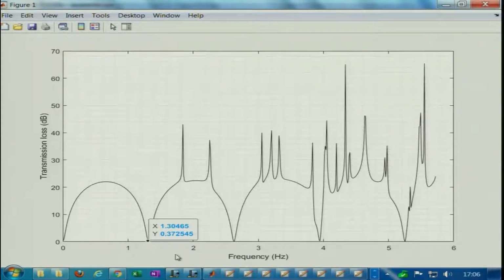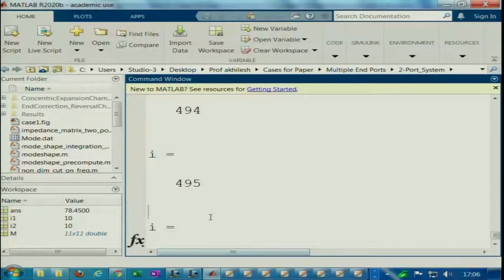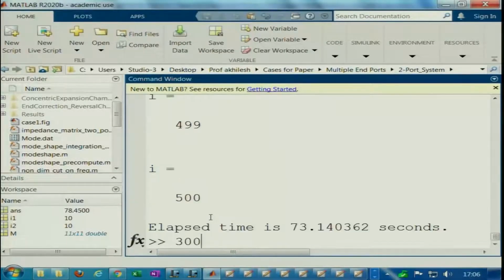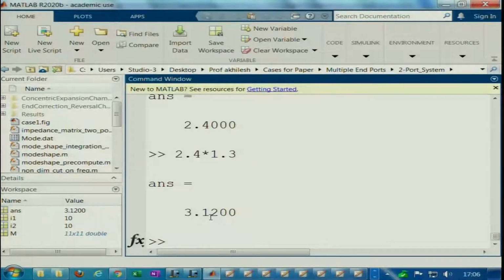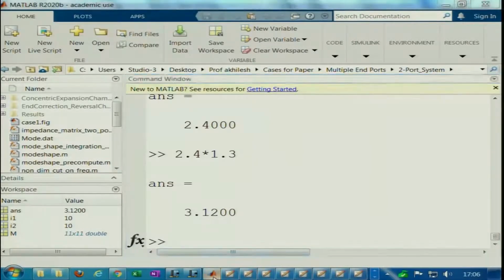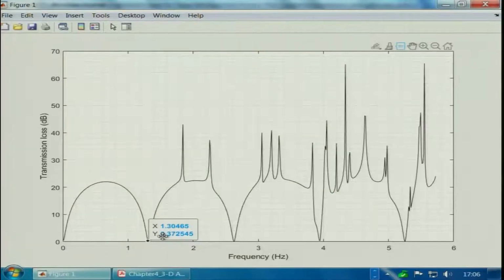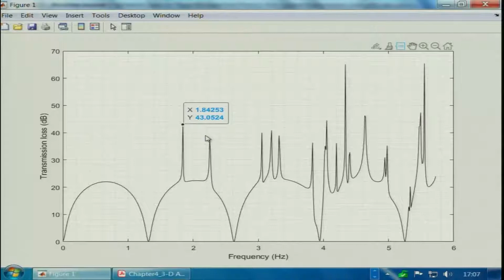So, what is L? L is 300 and R naught is 125. So, 300 by 125 is 2.4, and if you multiply by 1.3 roughly, you are getting quite close to it. It always occurs at pi, 2 pi, 3 pi in terms of K naught L, and in terms of K naught R naught, these are the values. But what is important is that if you look at this value, because of the offset nature, you are getting a peak.